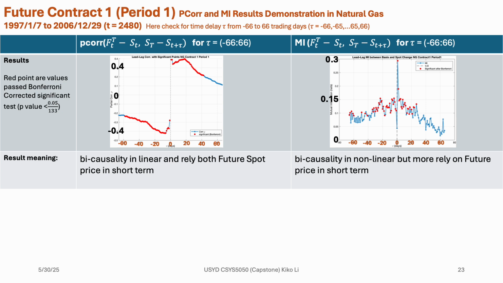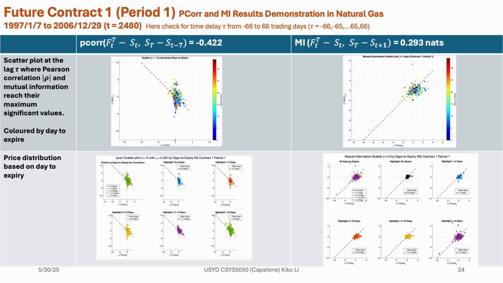Especially in mutual information, we could observe in the right plot that the negative tau side stays significant even to negative 66 days. However, natural gas seems more reliant on future price in the short term, showing larger values in both Pearson and mutual information at tau equal to 1 and 2. Similarly, I checked the scatter plot of the points where the absolute value of Pearson correlation and mutual information reach their maximal value, as well as where the result is significant.